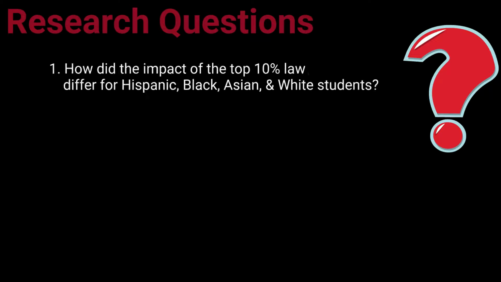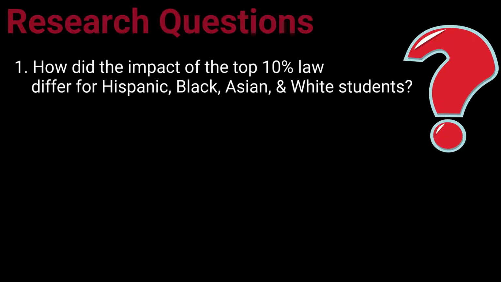The No and Tienda study examined the following 3 primary research questions. 1. How did the impact of the top 10% law differ for Hispanic, Black, Asian, and white students? And the sub-question there is, were the increases in minority college enrollment into flagship Texas universities after the top 10% law was implemented attributable to the new top 10% rule, or due to changing population composition?